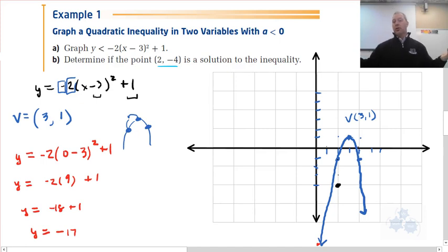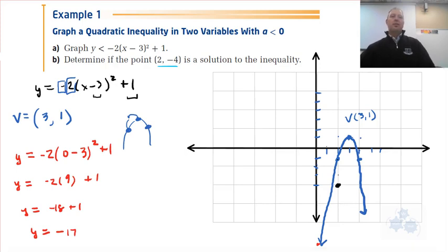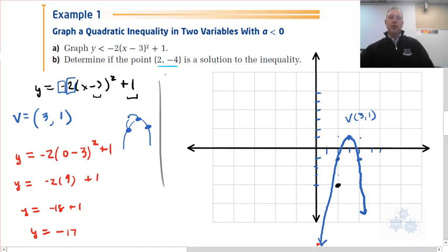Now I have to figure out if that point, or if the inside region here, is the solution set to this inequality. And you know what? It's really easy. You can just go ahead and test the point. So let's do that over here. So y is -4. And I'm just going to see if this point fits, okay, or works here. So it's going to be 2 minus 3 squared plus 1 on the right side. So -4, is that less than what's on this side?